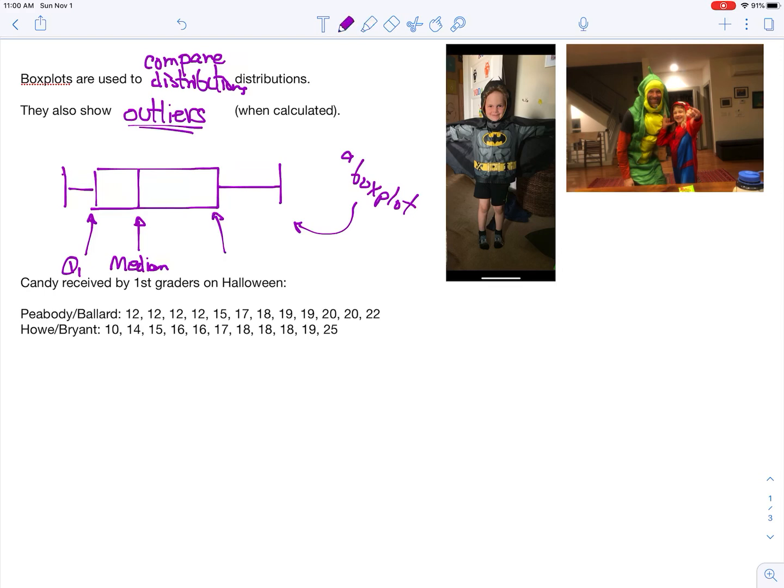Quartile 3 is the right side of the box, or the right endpoint. And then the whiskers represent the minimum and the maximum, meaning the lowest number and the highest number. Min and max. These numbers here, min, Q1, median, Q3, and max, are called the 5-number summary.